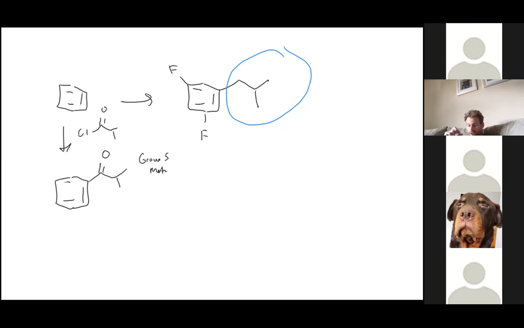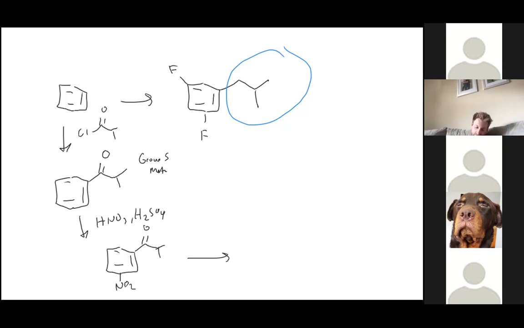In order to create these fluorines, I'm going to have to add nitro groups first. So if I added a nitro group now, it's going to go meta. I've got a group 5 and a group 6, so I still have a group 5 with our highest priority. I could do this again.